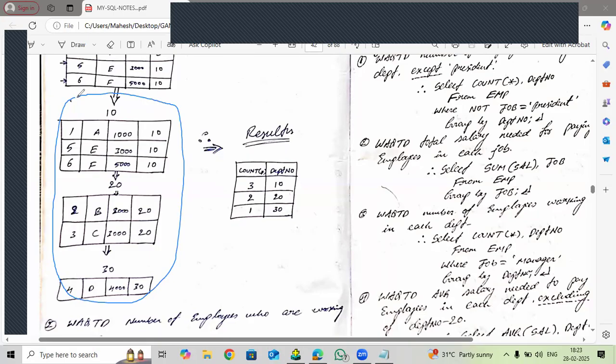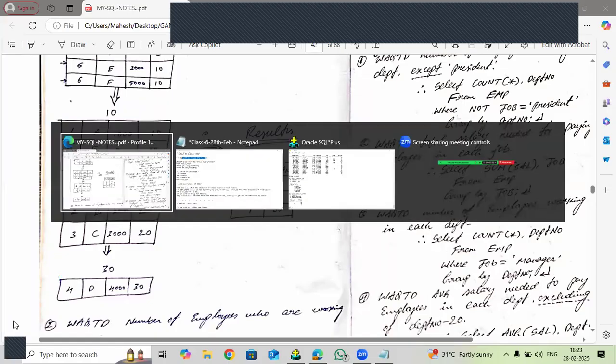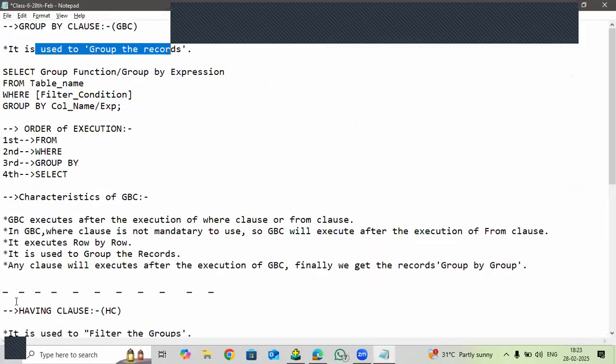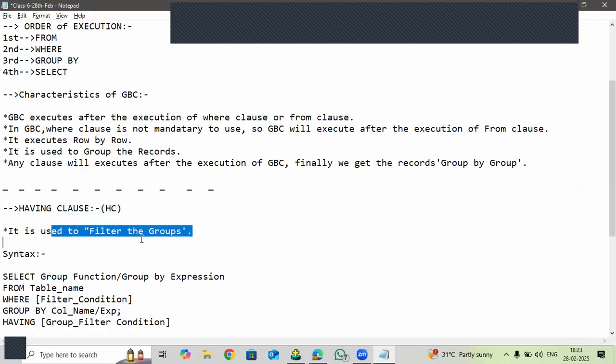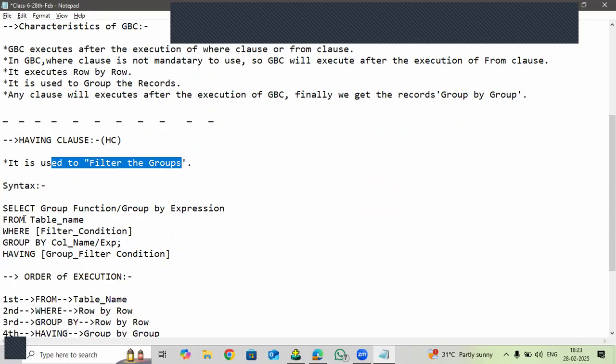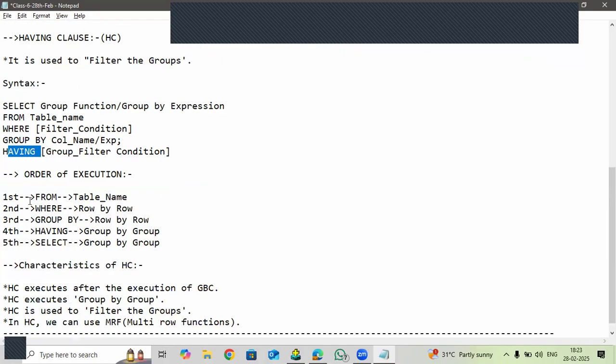To filter these groups after grouping, we have to use having clause. Let us see how this will work. Again, the same syntax: select, from, where, group by, and having. So here, first from will execute, second where, third group by, fourth having, and at last select.